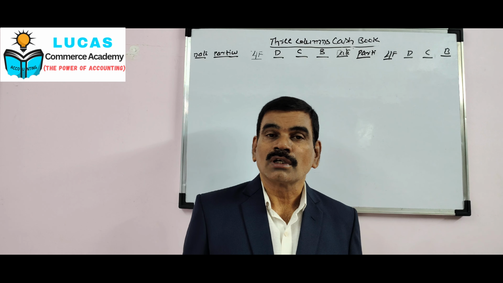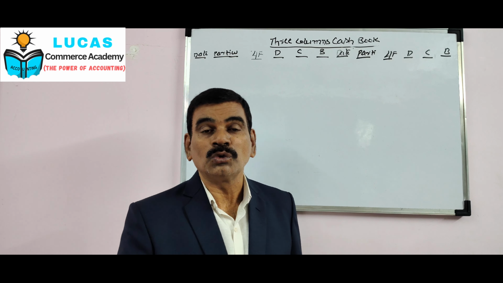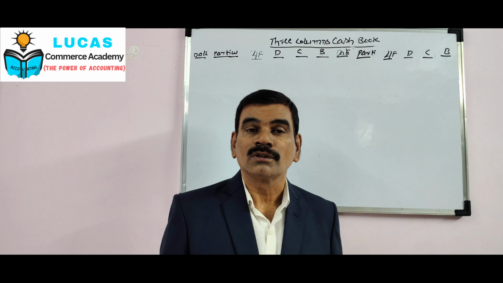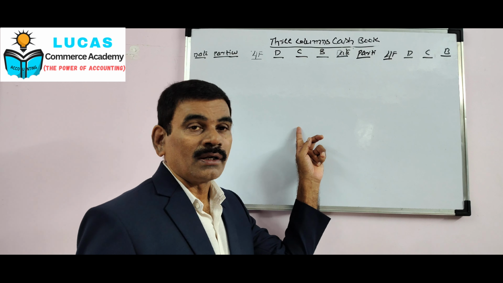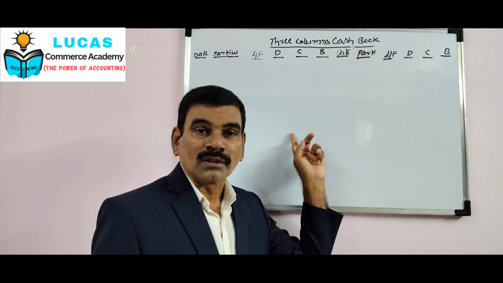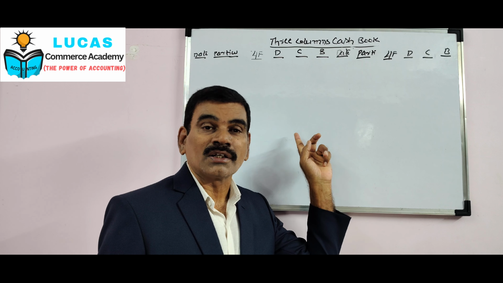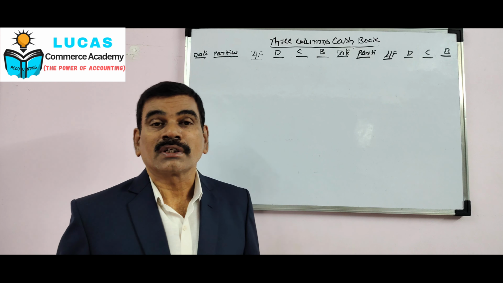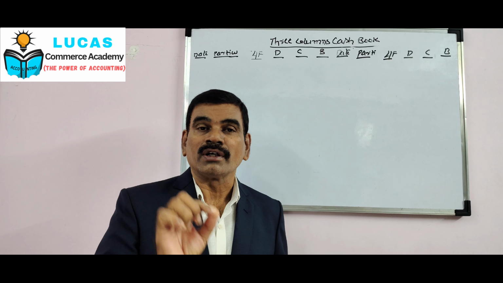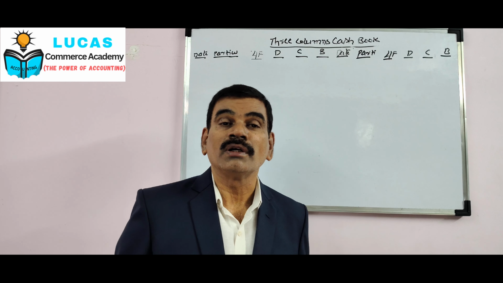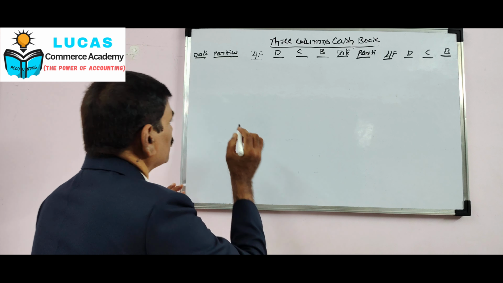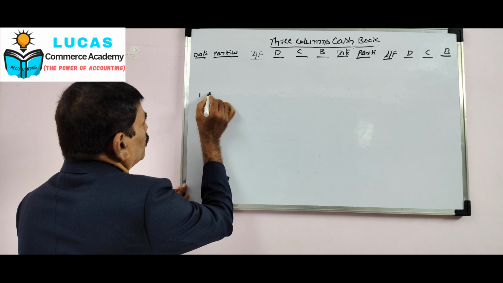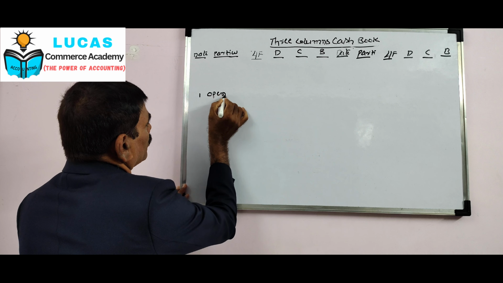The firms or organizations who operate their transactions through bank prepare three columns cash book. Okay, good. While preparing three columns cash book, certain important points should be remembered. These are: first, number one, opening balance.